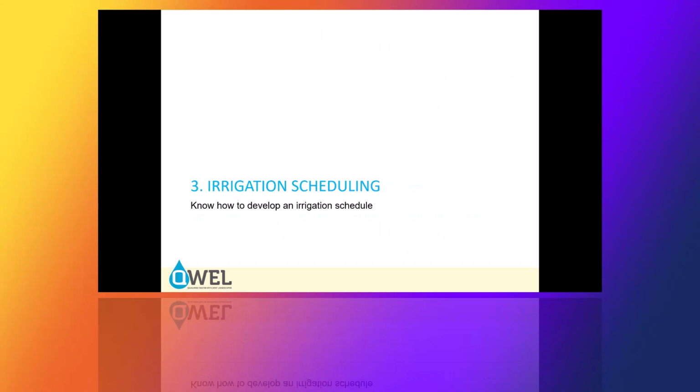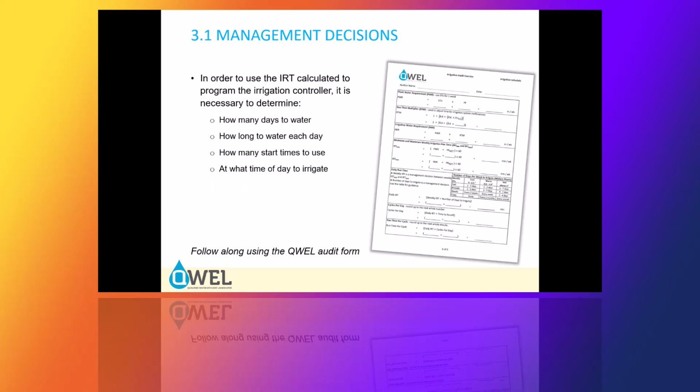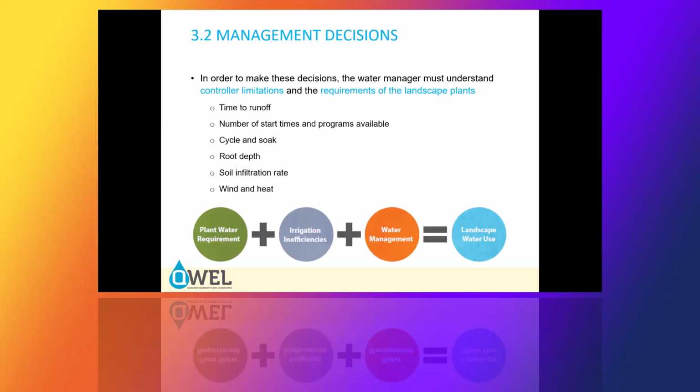Okay, irrigation scheduling, knowing how to develop an irrigation schedule. In order to use the irrigation runtime calculated to program the controller, it's also necessary to determine how many days to water, how long to water each day, how many start times to use, and at what time of day to irrigate. And these are all things that the water manager does. So again, we want to follow along using the QWEL audit form.